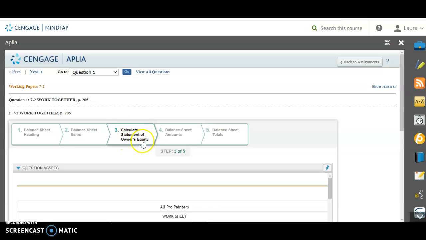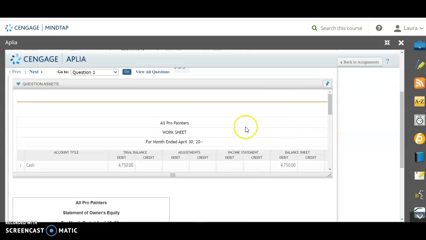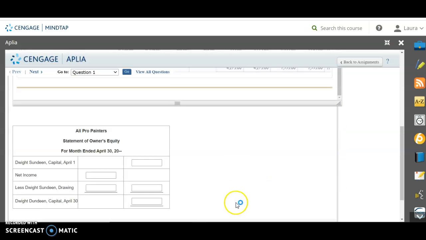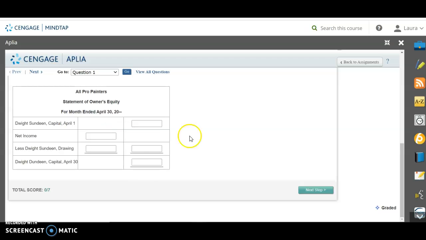Step 3 is to calculate the statement of owner's equity. They give us the worksheet at the top here, all filled in, and they give us the document, and all we have to do is fill in the information. They wrote all the information out for us to make it easy, so we don't have to fill in the names of the accounts or the heading, but we do have to find the amounts and figure that out.